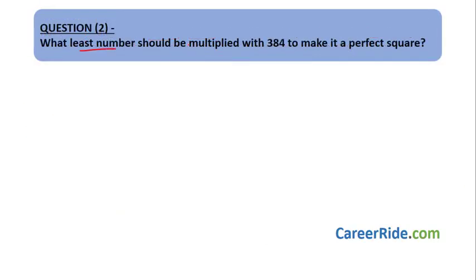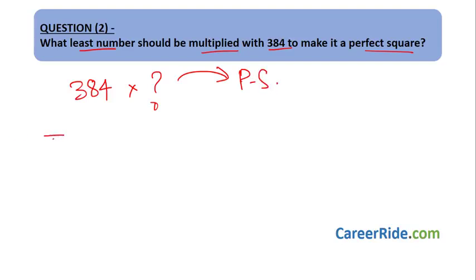Question number 2. What least number should be multiplied with 384 to make it a perfect square? So we have 384, which is not a perfect square, and we need to multiply it by some number so that it becomes a perfect square. Let's see how to do it. It's very easy. 384, let's factorize it. Let's say divide it by 2. What we'll get? 192.